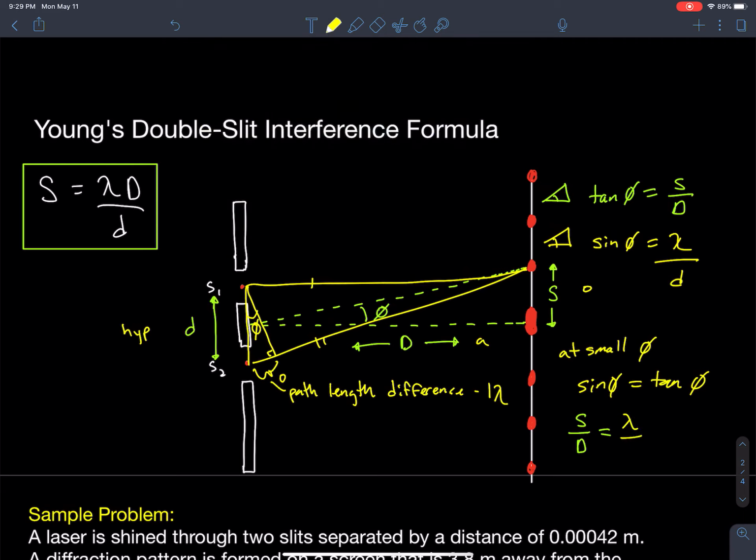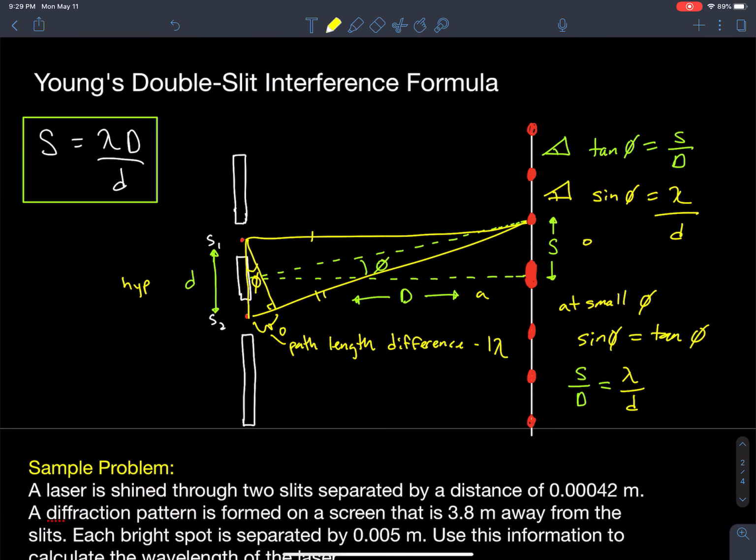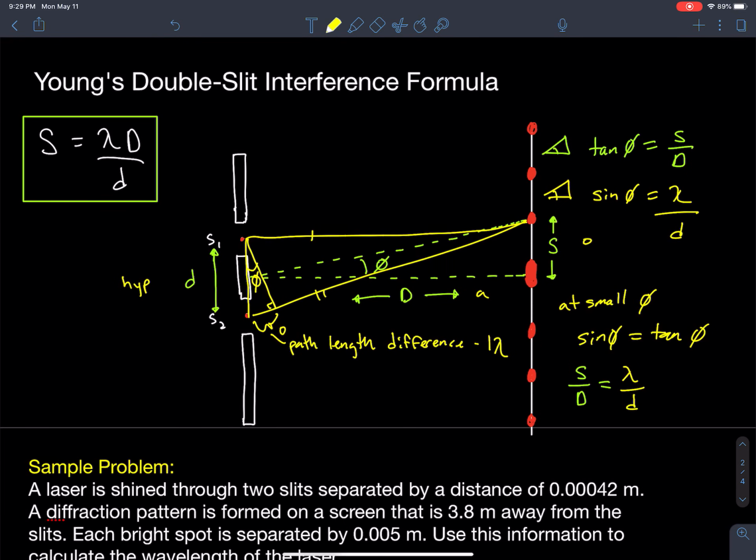lambda over little d. Okay, and then if I rearrange that equation, I get the final equation, which is S is equal to D lambda over little d. That's what we have over here. So that's how we would derive that relationship using these two triangles that we created. That's more for the HL students. They have to know how to derive this from scratch.